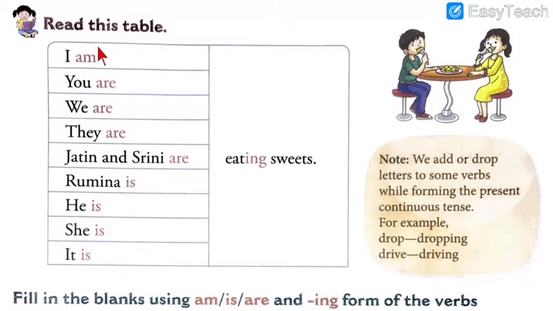See, am is the helping verb which we have to use only and only with I. Whenever we start the sentence using I, at that time you can use am. I am eating, I am sleeping, I am writing, I am studying. So always with I we can use am, and these sentences: I am sleeping, I am studying, I am eating.